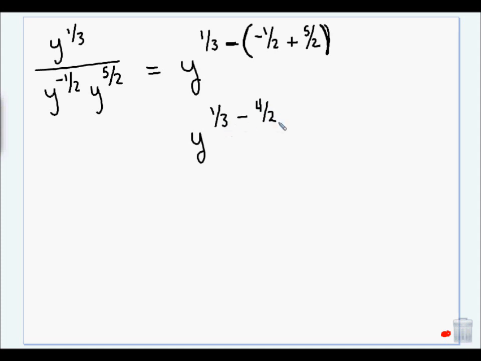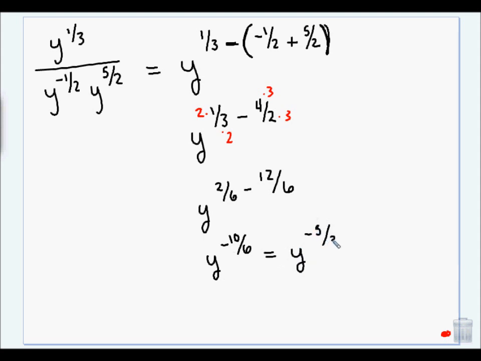If I give myself a common denominator of 6, multiply that by 3 and this by 2, so I get 2 sixths minus 12 sixths. So that's negative 10 sixths, which will reduce to negative 5 thirds, but it's negative, which I'm not allowed to have. So it's 1 over y to the 5 thirds.